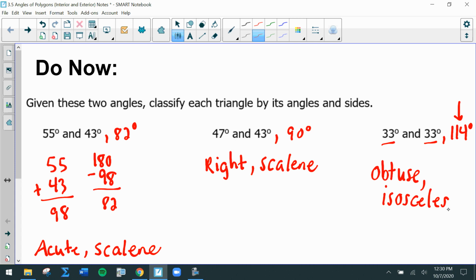So make sure you're comfortable with identifying the type of triangles that we have, and make sure that you're studying these triangles as well.